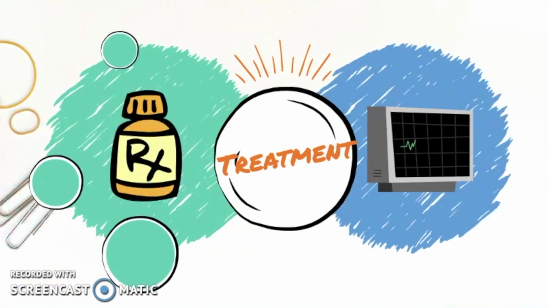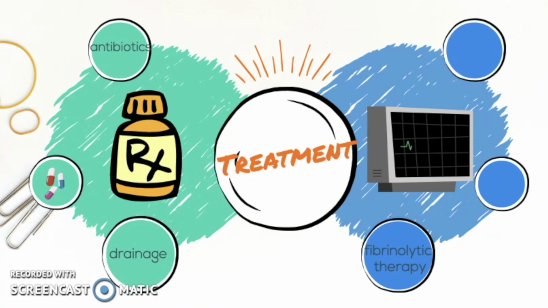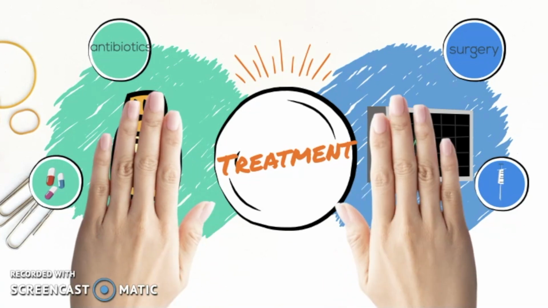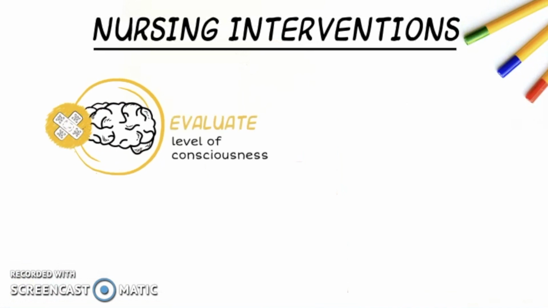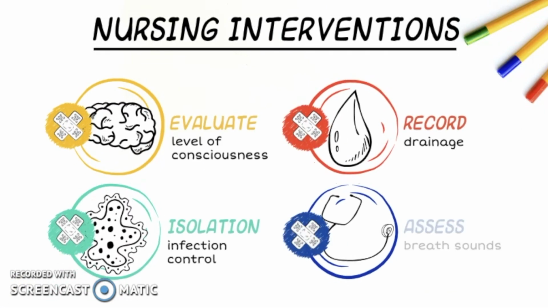Treatment is focused on the use of antibiotics to treat the infection and drainage of the fluid from the pleural cavity. Surgery may also be required in some severe cases in combination with fibrinolytic therapy. Primary nursing interventions are to consistently evaluate level of consciousness, use precautions for infection control, record amount of fluid drainage from the chest tube, and constantly assess breath sounds.